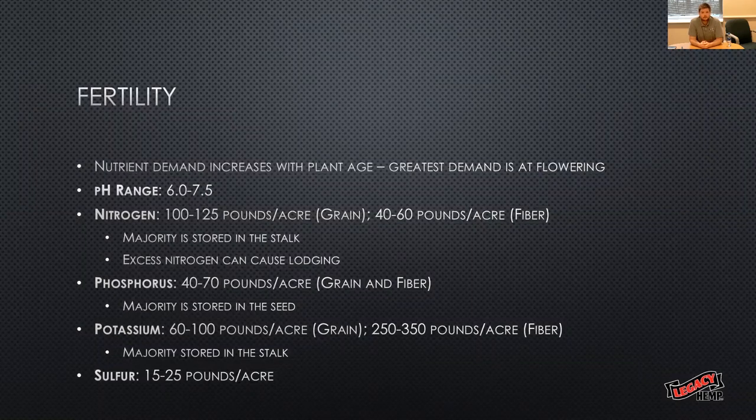With a grain crop, we're looking at about 100 to 125 pounds of nitrogen, as opposed to a fiber crop of only 40 to 60 pounds of nitrogen. Now, this is actually the opposite of what I had initially assumed. The reason we're applying less nitrogen as a fiber crop is because this crop does grow very quickly on its own during its rapid growth stage. And by adding a lot of nitrogen, we accelerate that extremely.